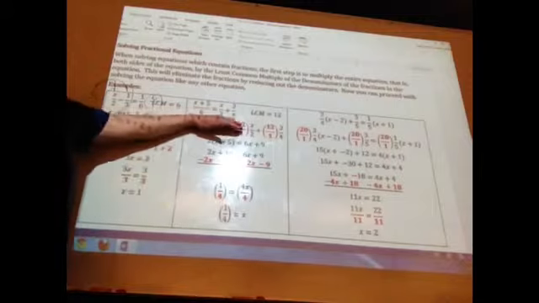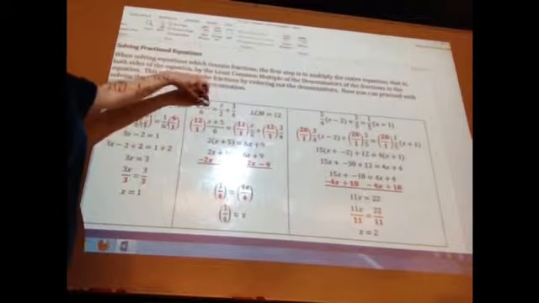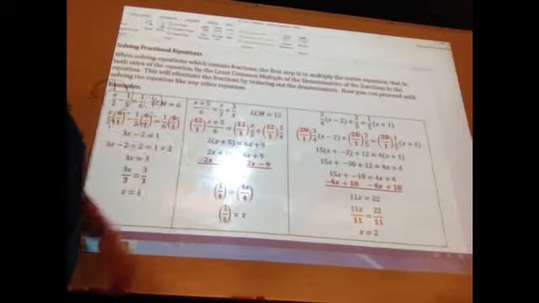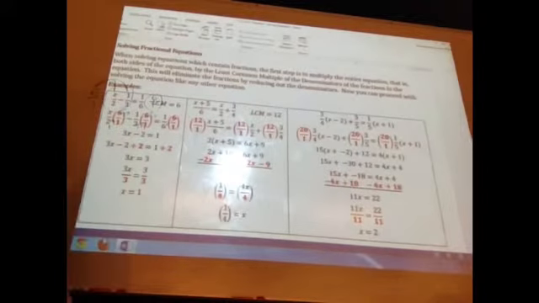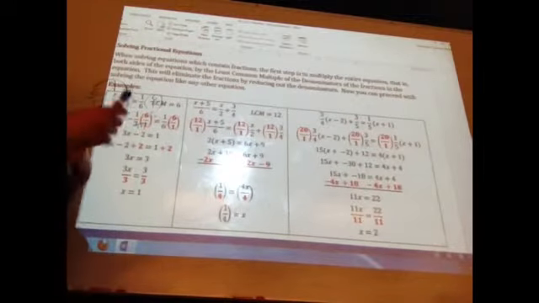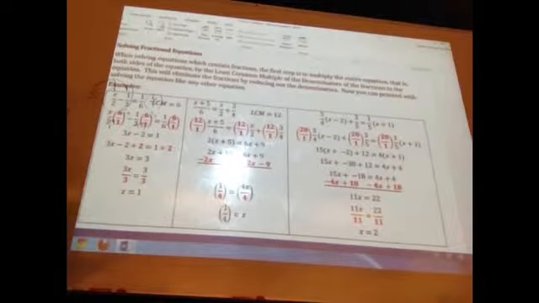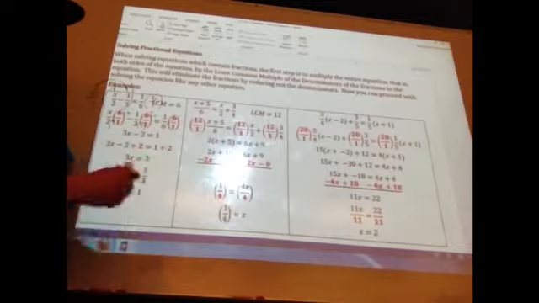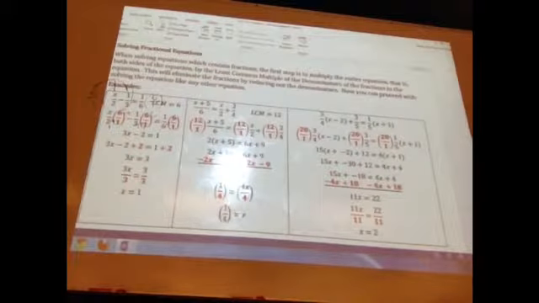Okay, next one. I've got a quantity divided by 6 equals x divided by 2 plus 3 divided by 4. Fractions, I want to get rid of them, so I'm going to multiply through by the least common multiple of all those denominators: 2, 4, and 6. Well, 2 is just 2. 4 is 2 times 2. And 6 is 2 times 3.